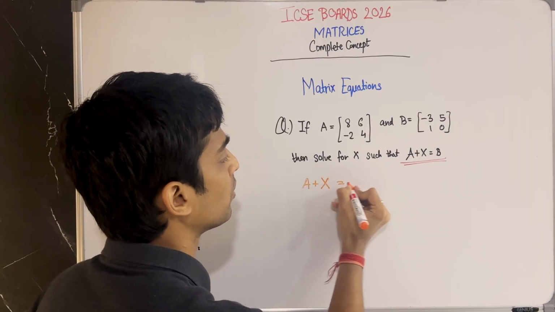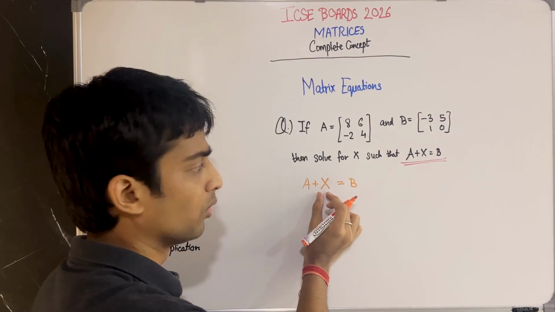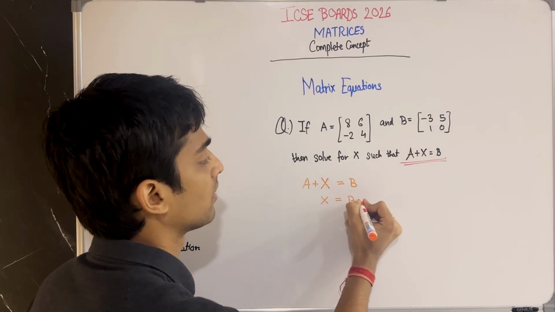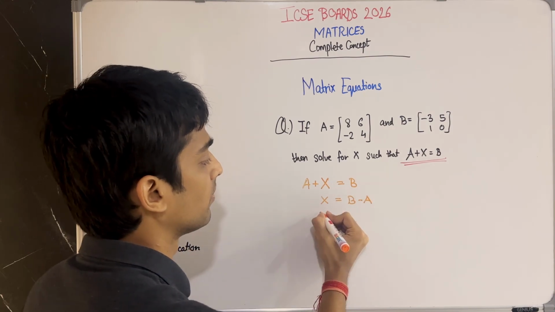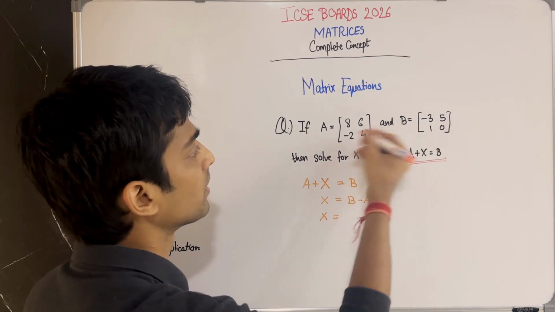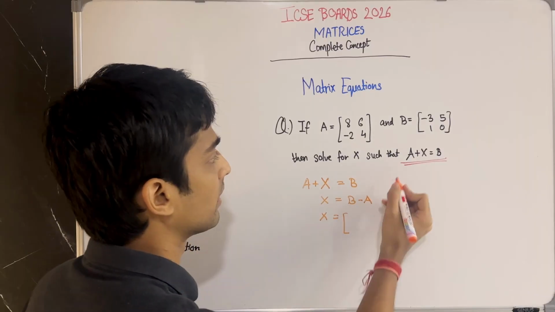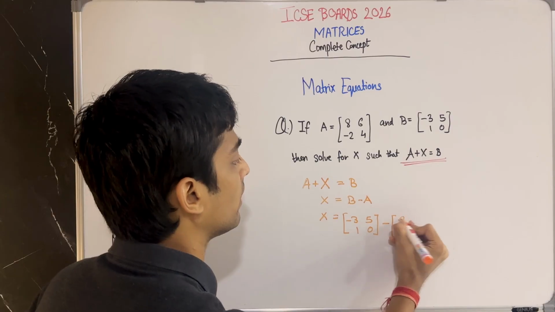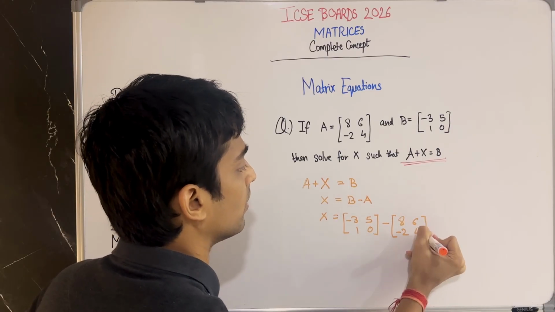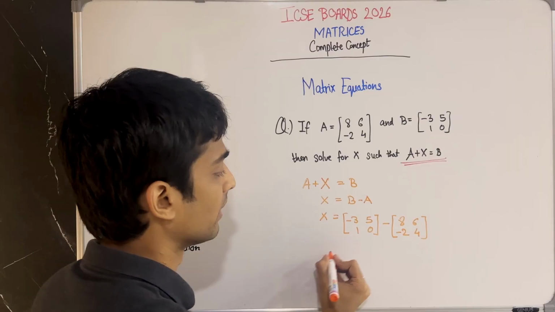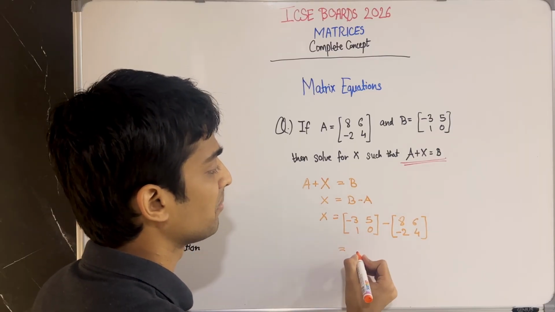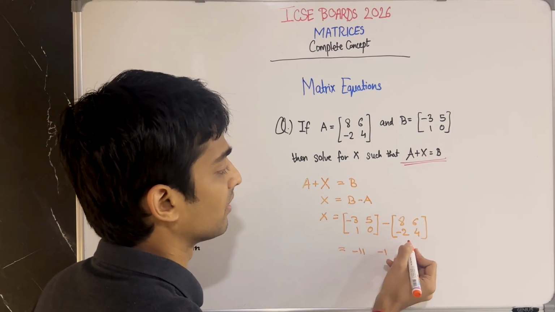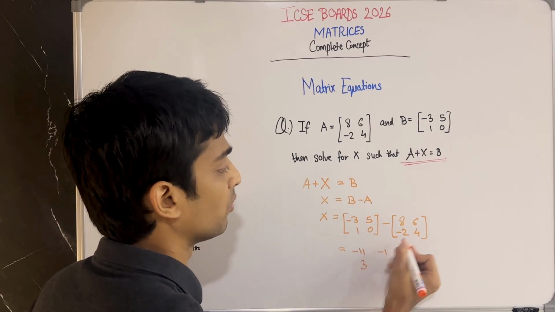First we have A plus x equal to B. X is the unknown, A we know the value, so we can take the A over here. So x is B minus A. Now we can write x equal to and substitute with the matrices. So we have B, we can write minus 3, 5, 1, 0, minus 8, 6, minus 2, 4. Order are same, so we can subtract them. Minus 3 minus 8 will be minus 11, 5 minus 6 will be minus 1, 1 minus of minus 2 will be 3, and 0 minus 4 will be minus 4.